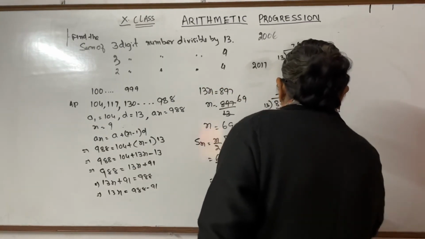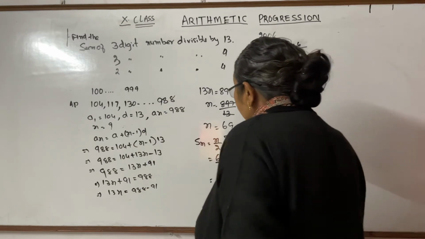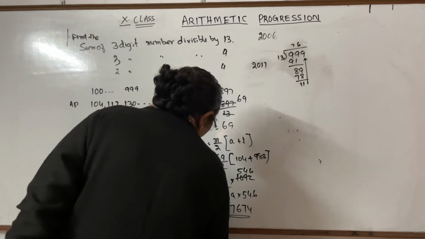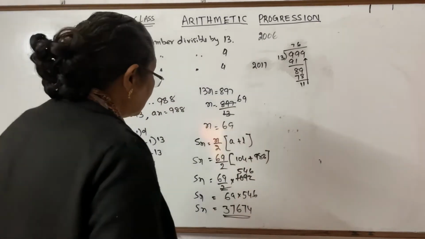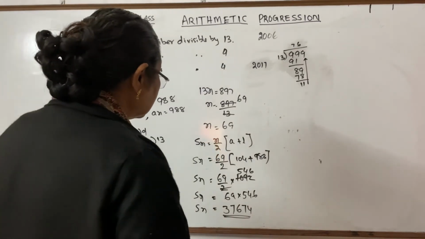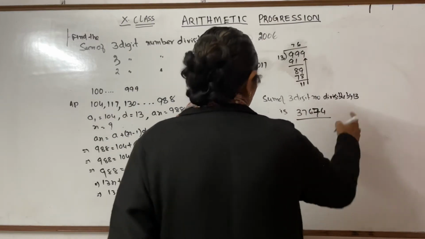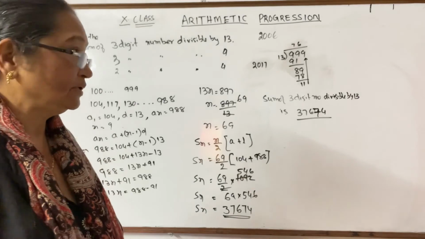So we shall go to the next question. What will you write here? The answer: the sum of 3-digit numbers which are divisible by 13 is this one. We will write 37674. Yes, I have written correctly. Okay, this way you have to do it.